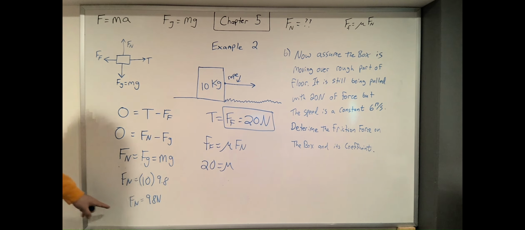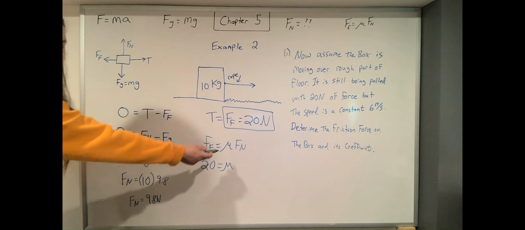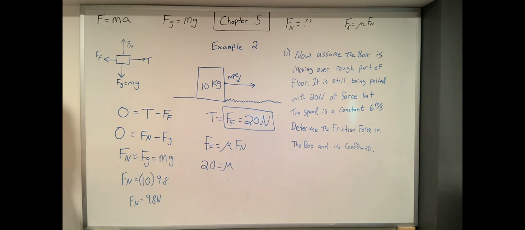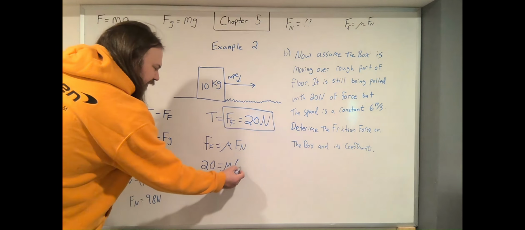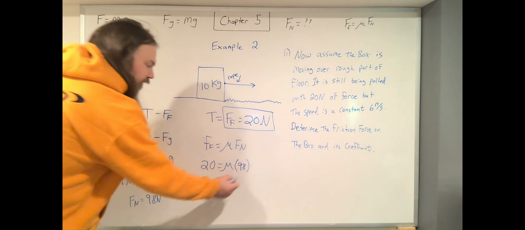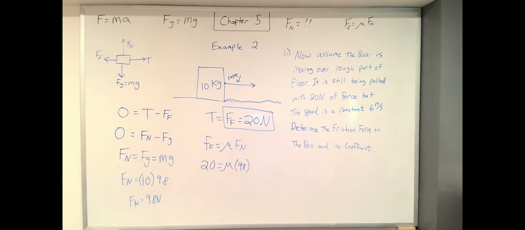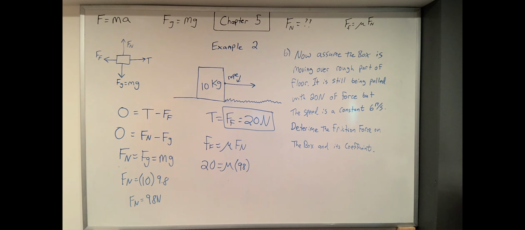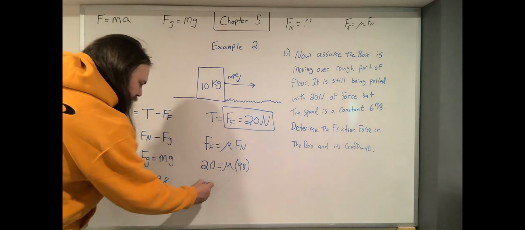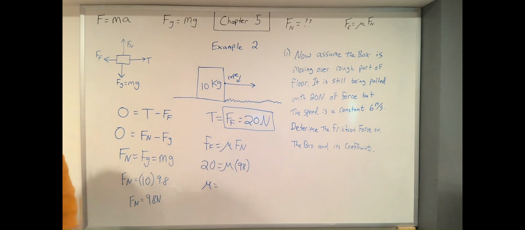Okay, but that's not our answer. We need to plug this Fn in over here. We need to solve for mu, so never lose track of where you're trying to solve. That normal force is 98. I need to plug that in over here for Fn. And now I just have to do a little bit of math. I didn't prep this one ahead of time, so I'm going to grab my calculator and just do 20 divided by 98. And we get something around mu equaling 0.2.